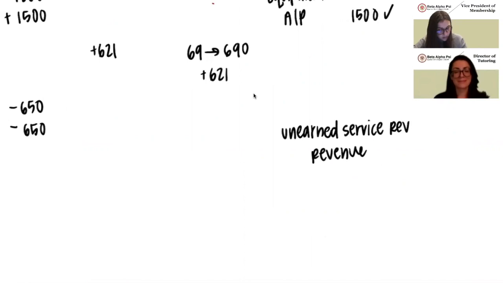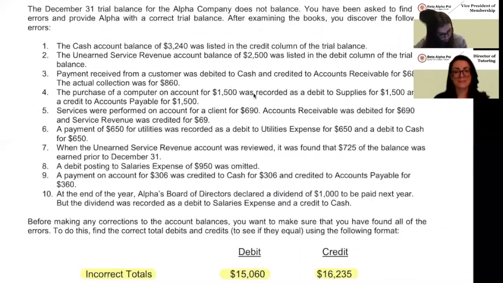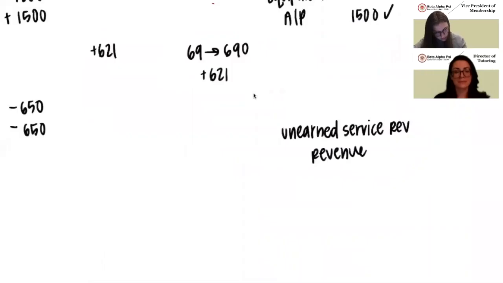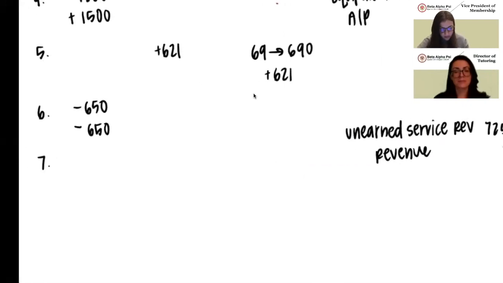So that amount is for 725. So unearned service revenue has a normal credit balance, and revenue also has a normal credit balance. So when looking at the debit and the credit columns, we need to lower the unearned service revenue account on the credit side. So that's going to be a minus 725. And then we also have to increase our revenue account that has a normal credit balance. So we need to do a plus 725.